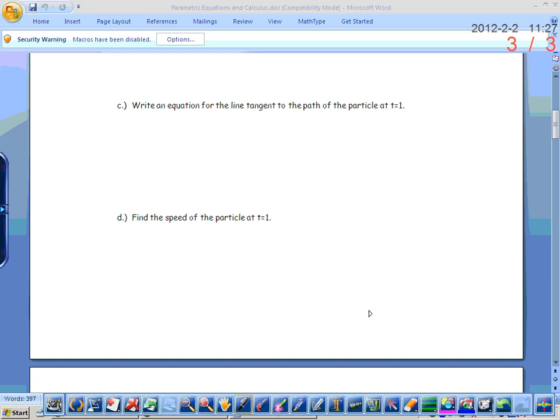Okay, and the last part of this is to find the speed of the particle. And speed actually comes up more when we talk about vectors, but it's literally just a formula, so I'm going to introduce it to you right now. So maybe it'll be easier to memorize down the road.